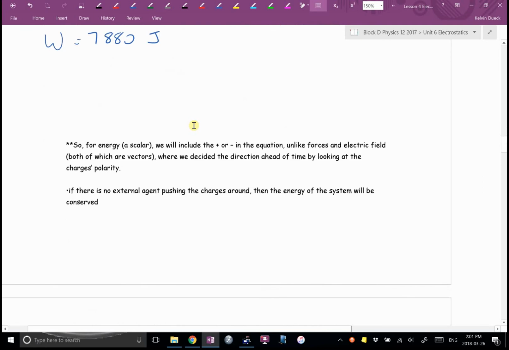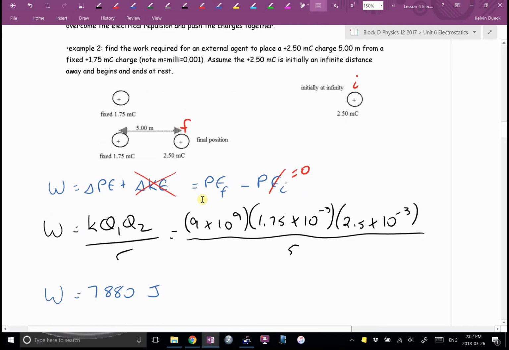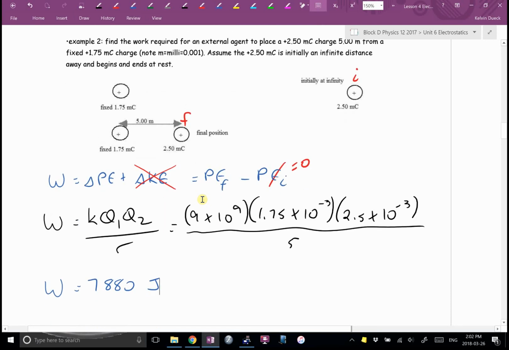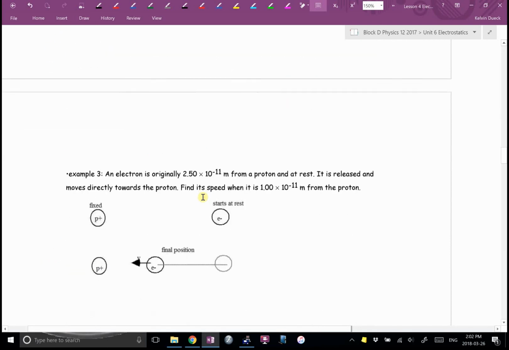So, for a scalar, for energy, we will include the positive or the negative sign in the equation, unlike forces and fields, both of which are vectors, where we decided the direction ahead of time by using either like repel, unlike attract, or for electric field by saying, which way would a positive want to move if it could? Now, if there is no external agent, so in this question we had someone moving these charges around, you can imagine a little invisible leprechaun or something like that. If they're just moving on their own, that means energy is going to be conserved, and we can use conservation of energy.